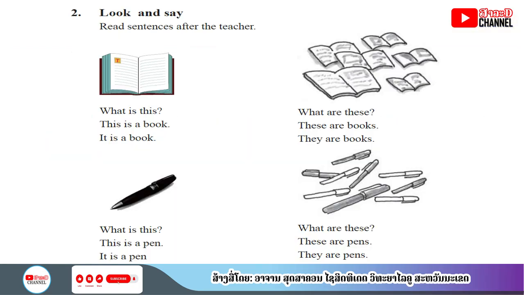Exercise 2. Look and say. Read sentences after the teacher. What is this? This is a book. It is a book. What are these? These are books. They are books. What is this? This is a pen. It is a pen. What are these? These are pens. They are pens.